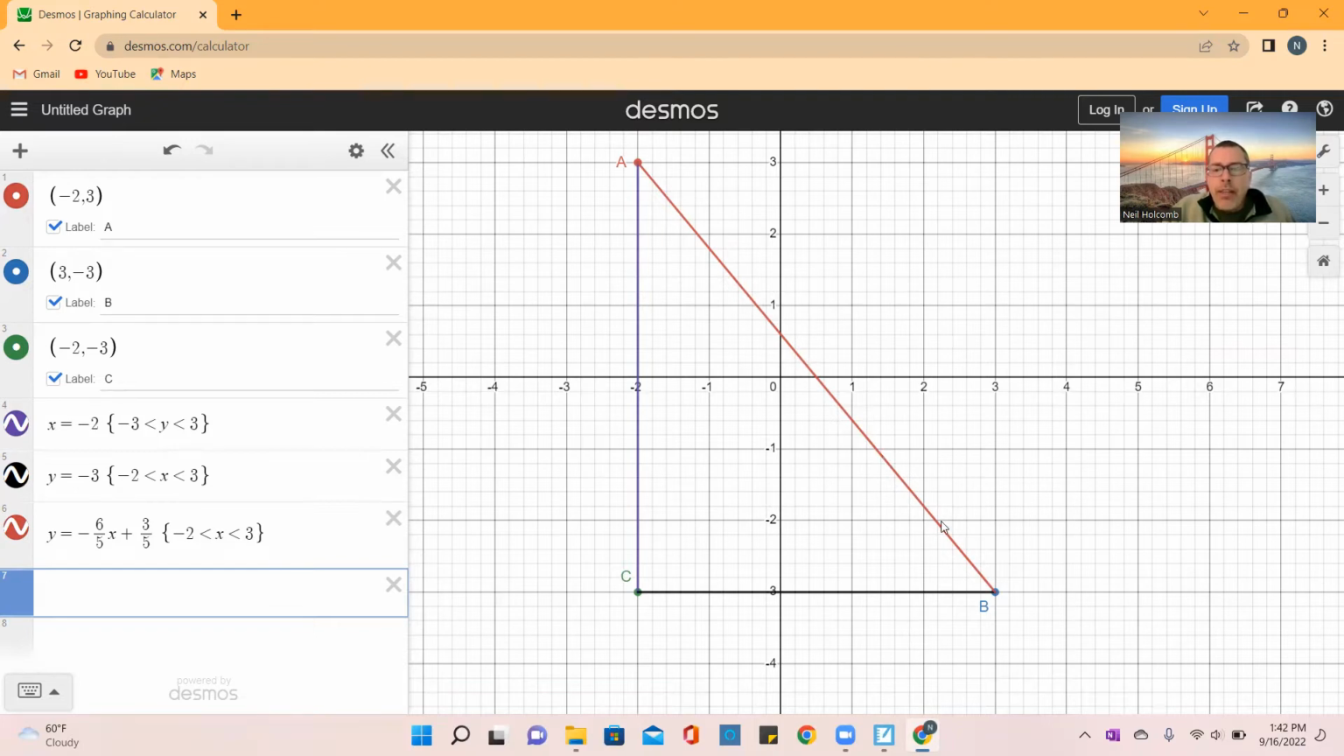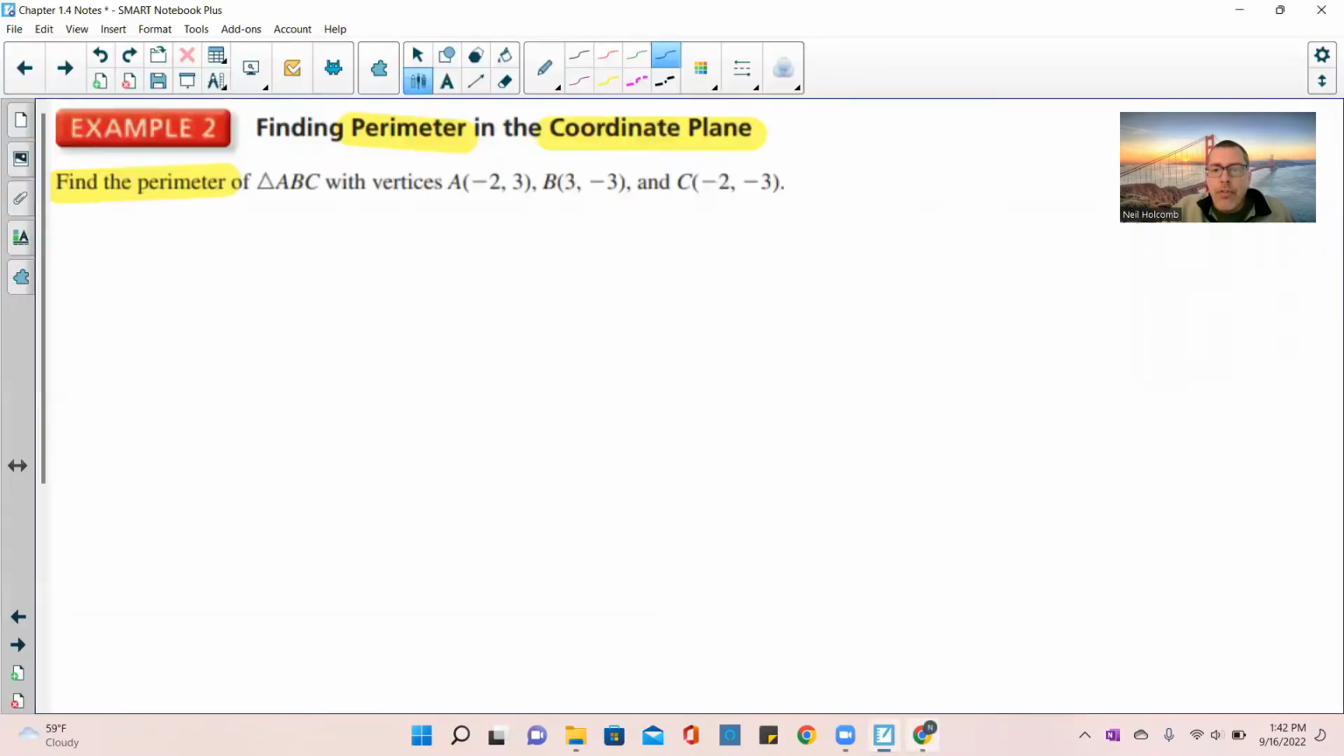I could then do the Pythagorean theorem to find AB. I'm going to do it this way, but then I'm going to show you the distance formula way as well. Okay, so BC was 5 just by looking at the graph, and AC was 6. So if I go back here, I can say the length of BC equals 5. The length of AC equals 6. All I need now is the length of AB.